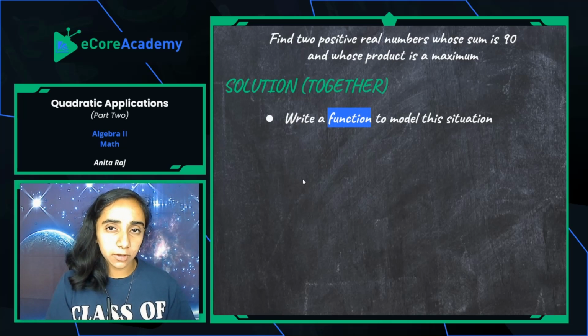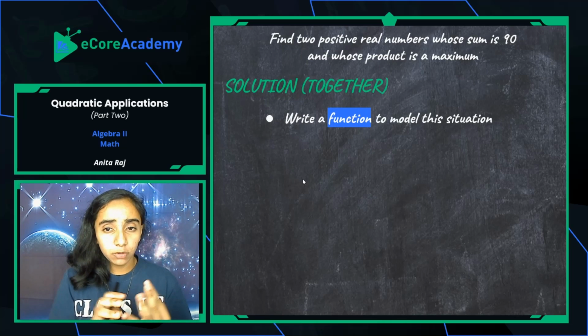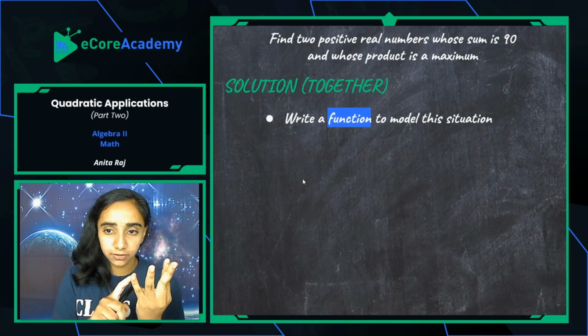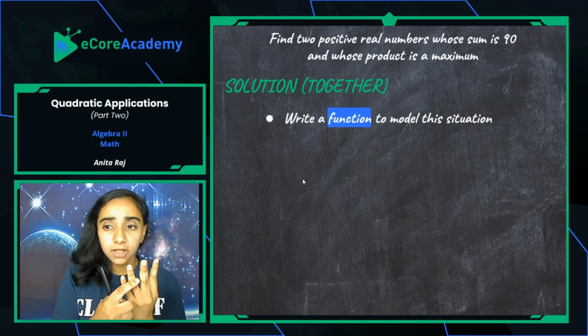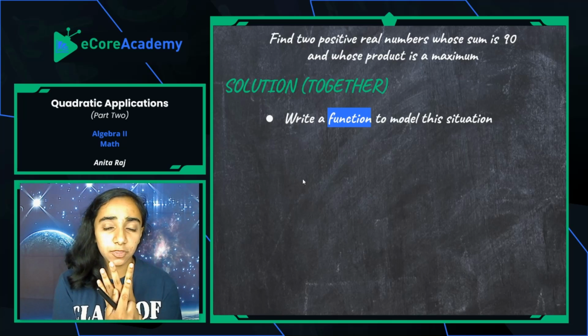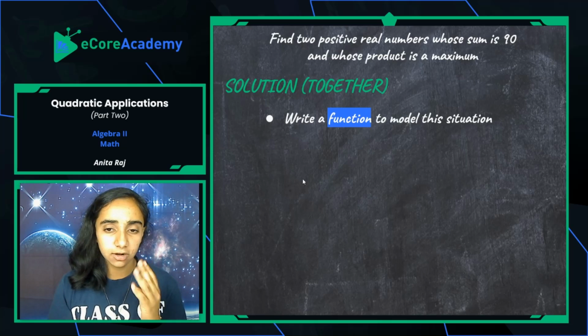So first, we want to identify what we're trying to find. There are 4 things that we know. We know that there are 2 positive real numbers: the first positive real number and the second positive real number. Then we have their sum, which is 90. This is the third component we know. And the fourth is that their product is a maximum. So these are the 4 key parts of this problem.